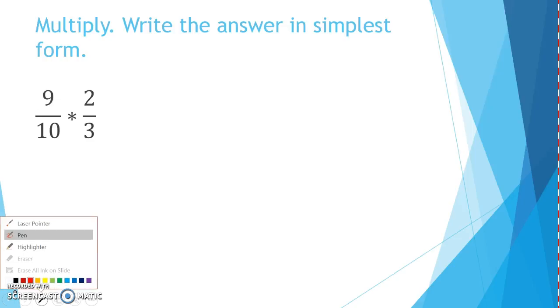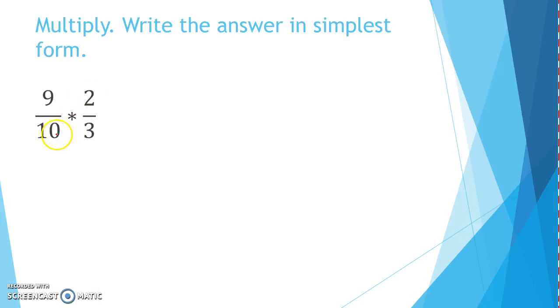When we're multiplying fractions, we are looking to see if we can cross cancel, meaning we're going to look for common factors of our diagonal numbers. So here 9 and 3 can both be divided by 3. So 9 divided by 3 gives me 3. 3 divided by 3 gives me 1.